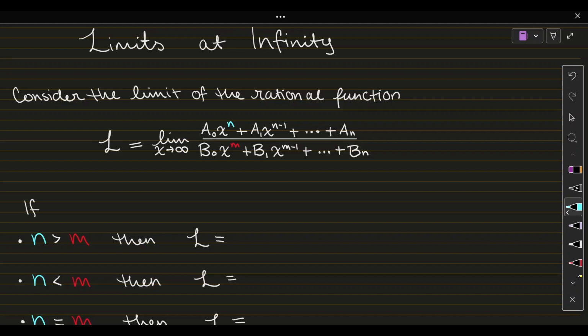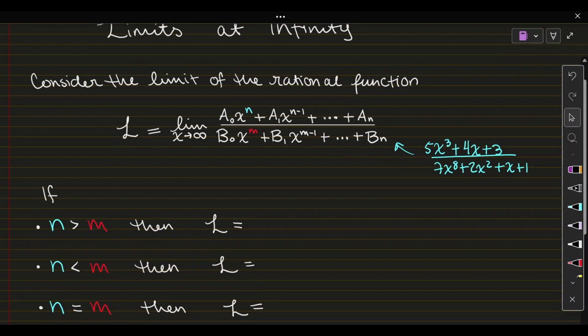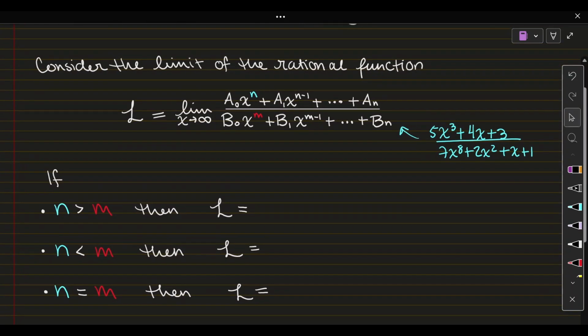So an example of this would be, let's say, 5x cubed plus 4x plus 3 over 7x to the 8th plus 2x squared plus x plus 1. So this here is the general form of this. In this case, my a naught would be this, and my b naught would be this. It's the coefficient on the highest exponent x.